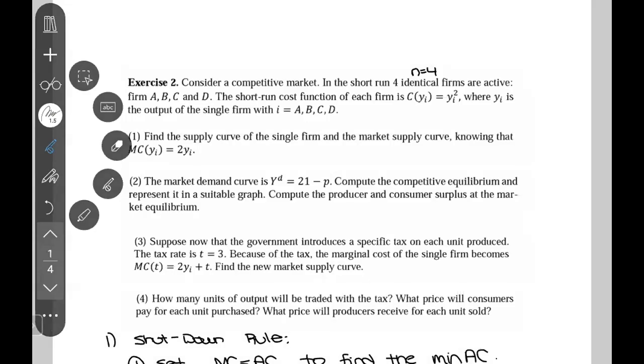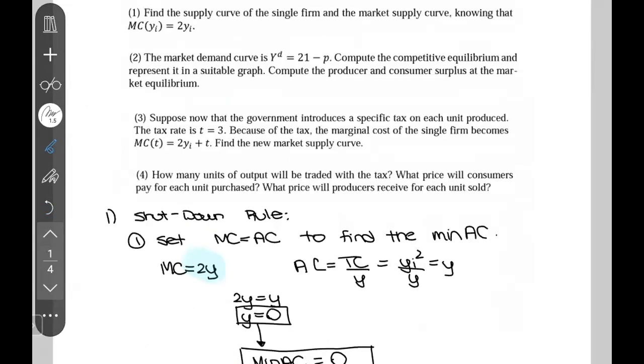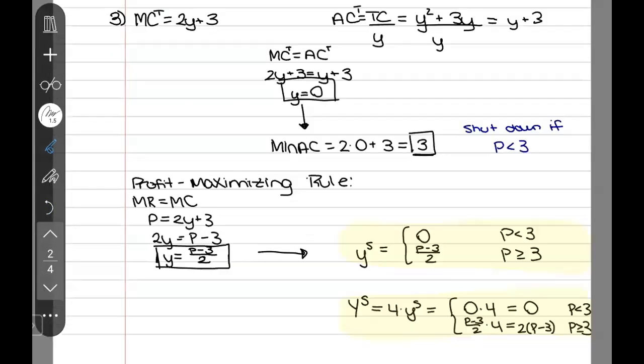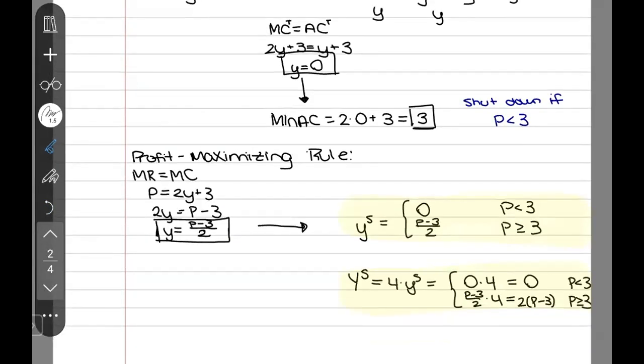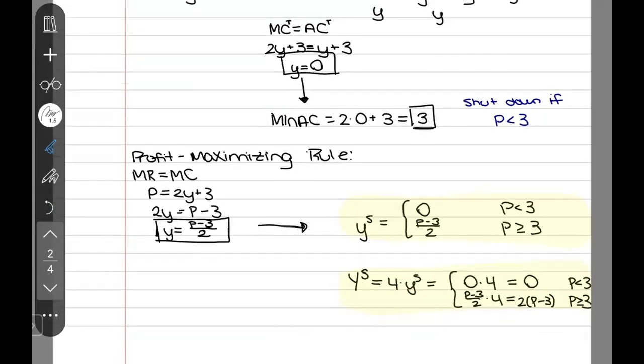So now they want to know in 4 how many units, so the new quantity, the new equilibrium, and then the 2 prices. So in this case, we already have the new supply function and the demand curve that hasn't changed, so we can just make them equal to each other.